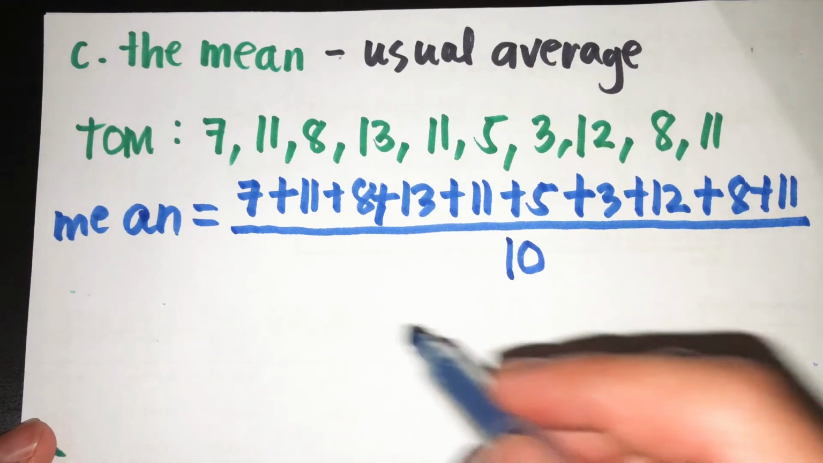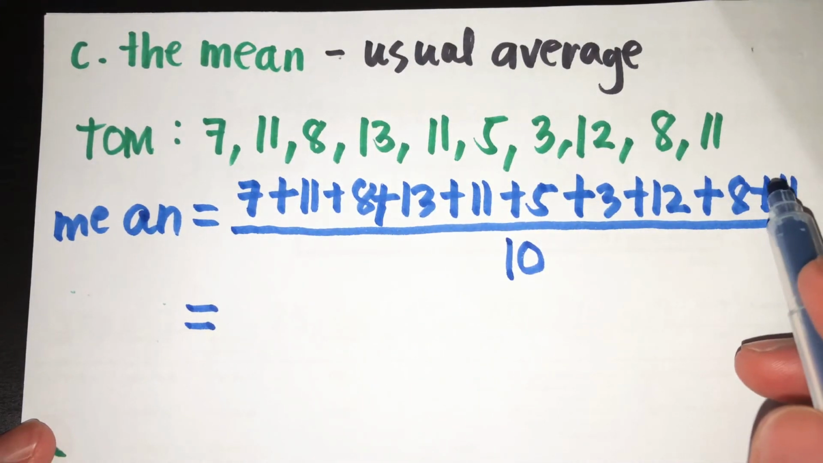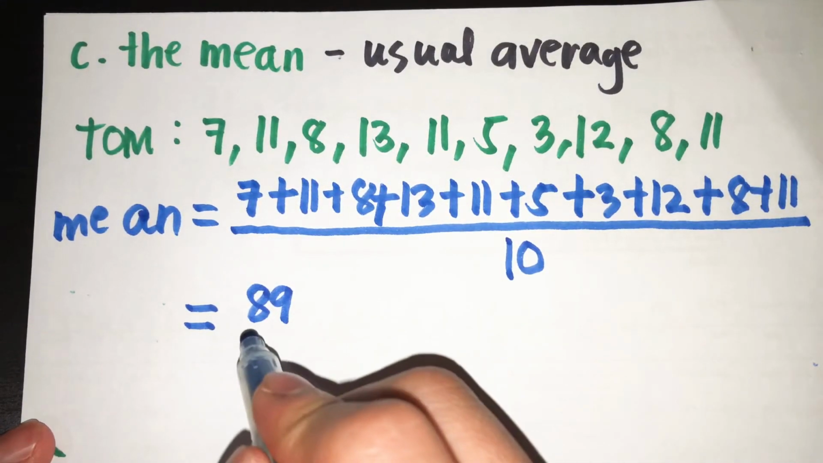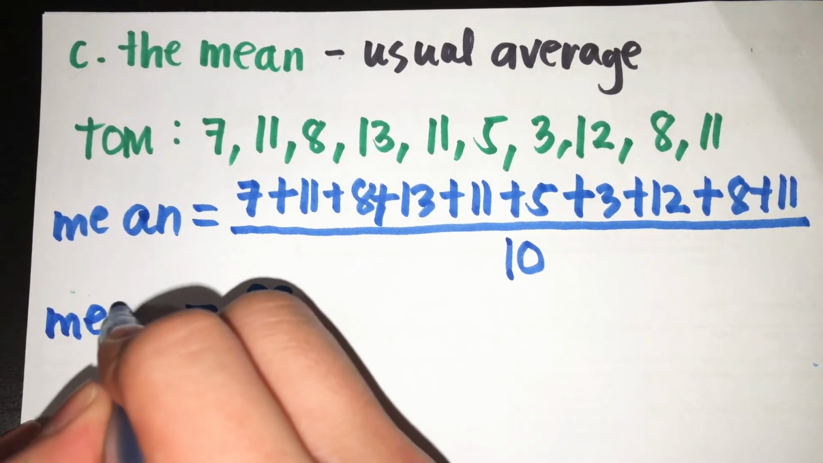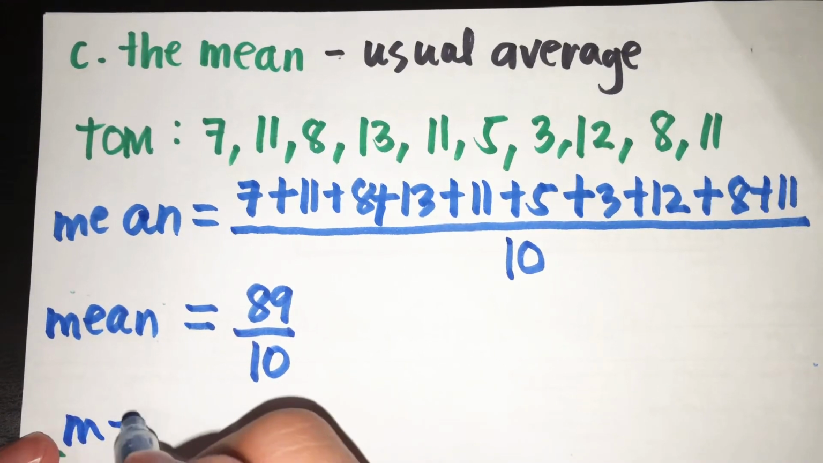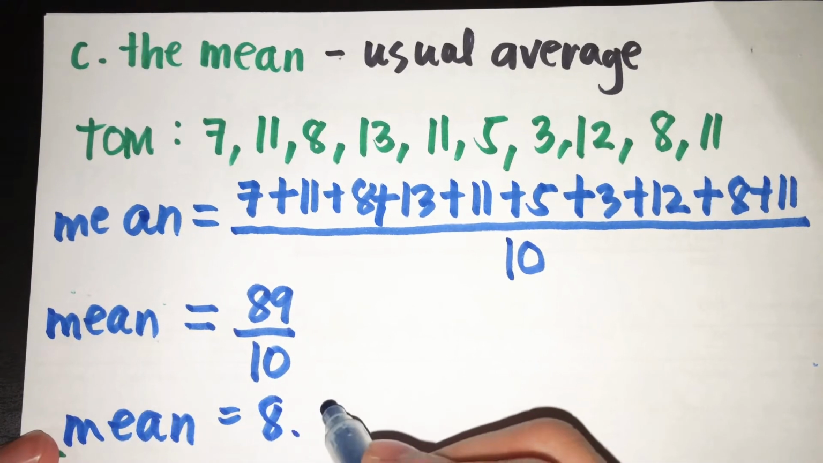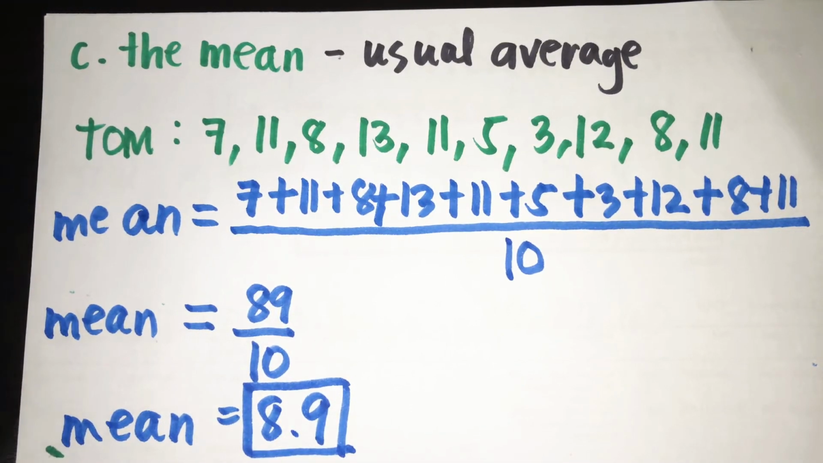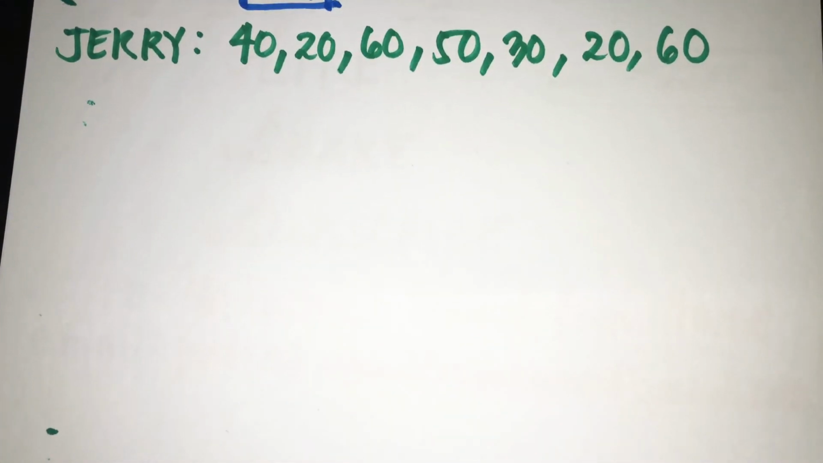Okay? So the mean now will be equal to, if we add all of this together, this is equal to 89. Then, divided by 10. So the mean now is equal to 8.9. Okay, so that is the average of Tom's score. Now for Jerry, okay, now same thing.